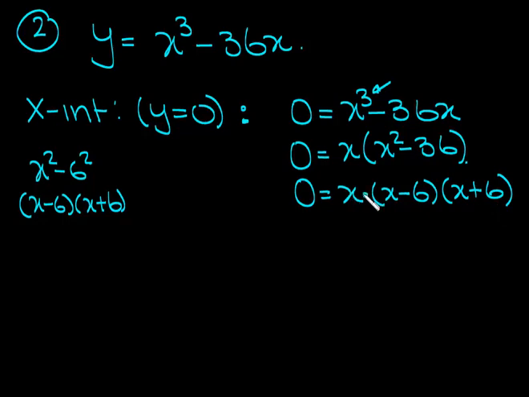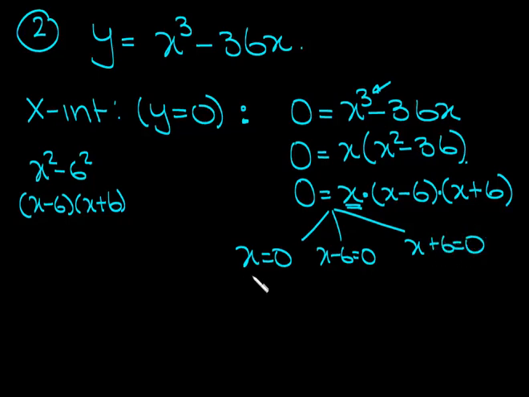So we know that this product here is 0. What does that tell me? One of these quantities has to be 0 using the product theorem. So we get x is equal to 0 from this one. Then we get x minus 6 is 0. Then we get x plus 6 is 0. This is already done. This tells me x is equal to 6. This tells me x is equal to minus 6.